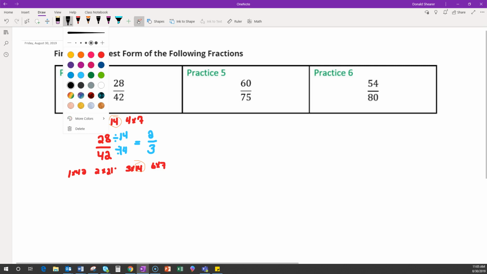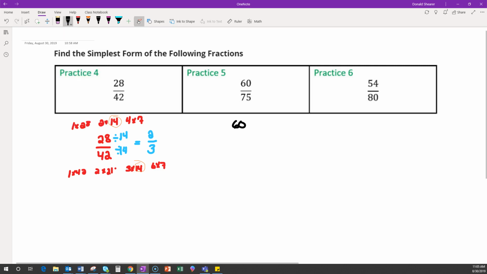Continuing on to practice problem 5, we have 60 over 75. And again, start by listing out the factors of each number. So 60 would be 1 times 60, 2 times 30, 3 times 20, 4 times 15, 5 times 12, 6 times 10, and 7 is not a factor, 8 is not a factor, 9 is not a factor, and then we're back to the 10 there.